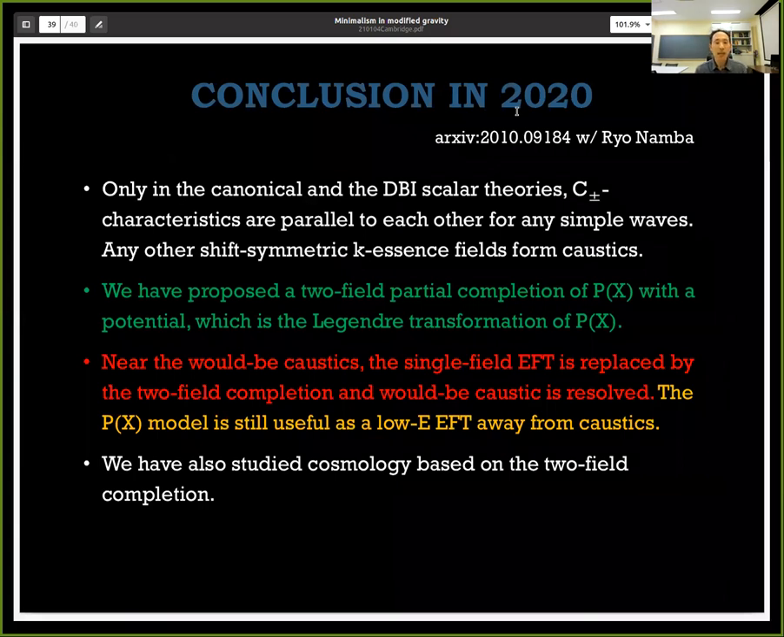So the conclusion is that we can partially UV complete the P of X model by a two-field model. The P of X and the potential of the two-field model are related to each other by Legendre transformation. Near the would-be caustics, the single field EFT is replaced by the two-field completion and the would-be caustics is resolved. But the P of X model, the K-essence model, is still useful as a low energy EFT away from caustics. We have also studied the cosmology based on the two-field model and analyzed the relation to P of X. Thank you very much.